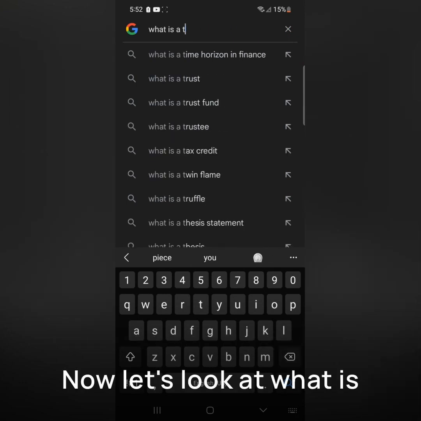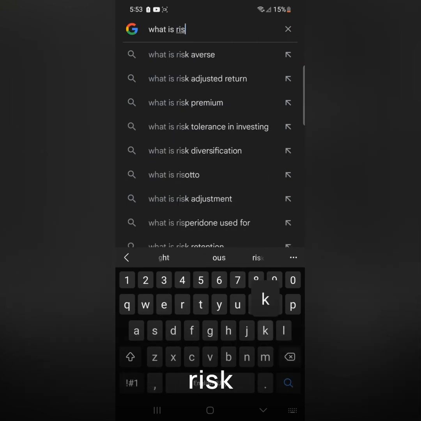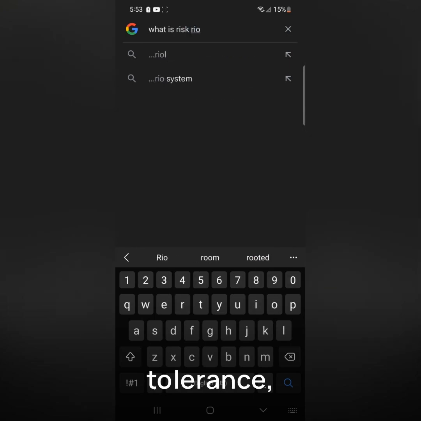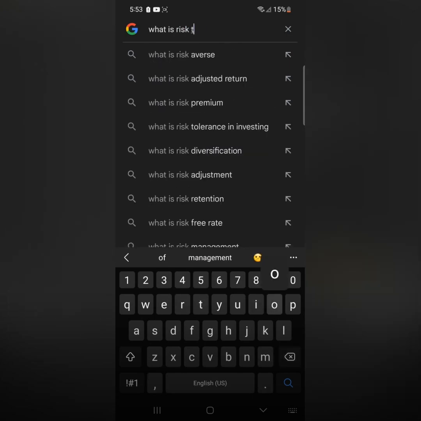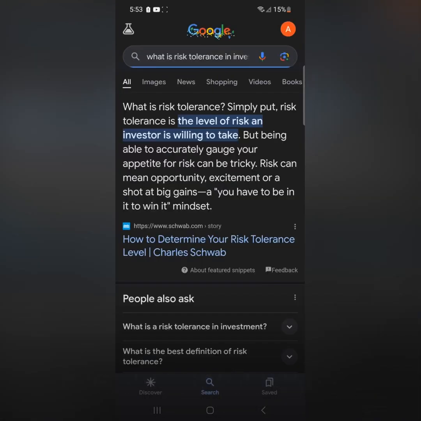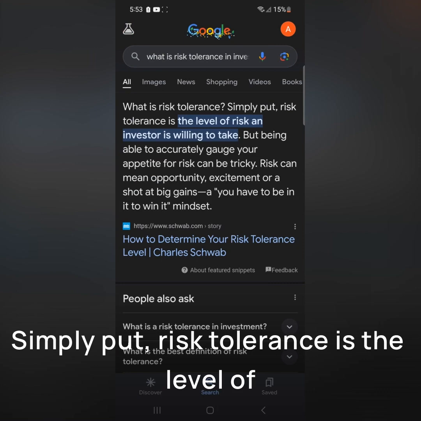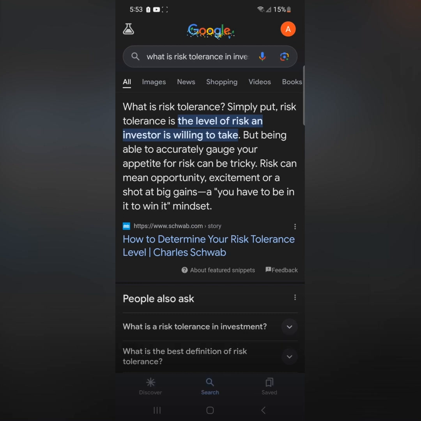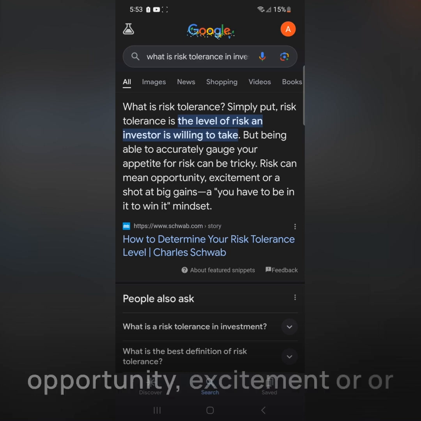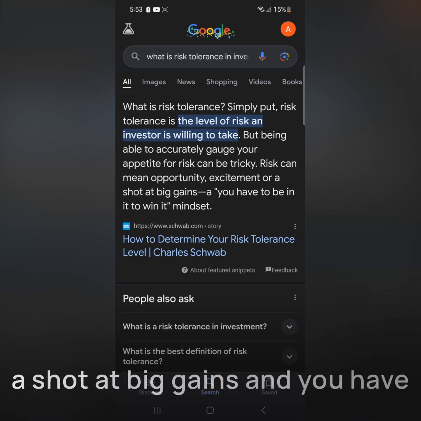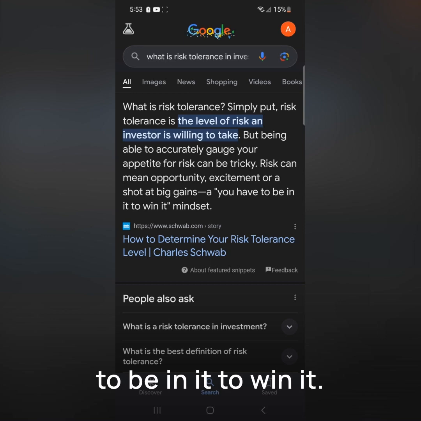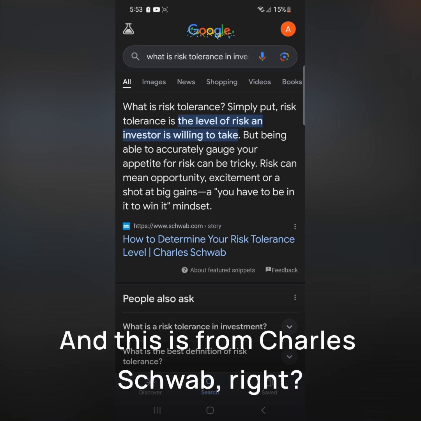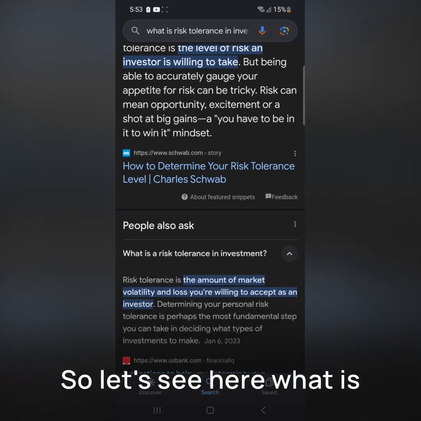Now, let's look at what is risk tolerance. Tolerance in investing. What is risk tolerance? Simply put, risk tolerance is the level of risk an investor is willing to take, but being able to accurately gauge your appetite for risk can be tricky. For risk can mean opportunity, excitement, or a shot at big gains. And you have to have a "be in it to win it" mindset. And this is from Charles Schwab, right? So let's see here. What is risk tolerance?